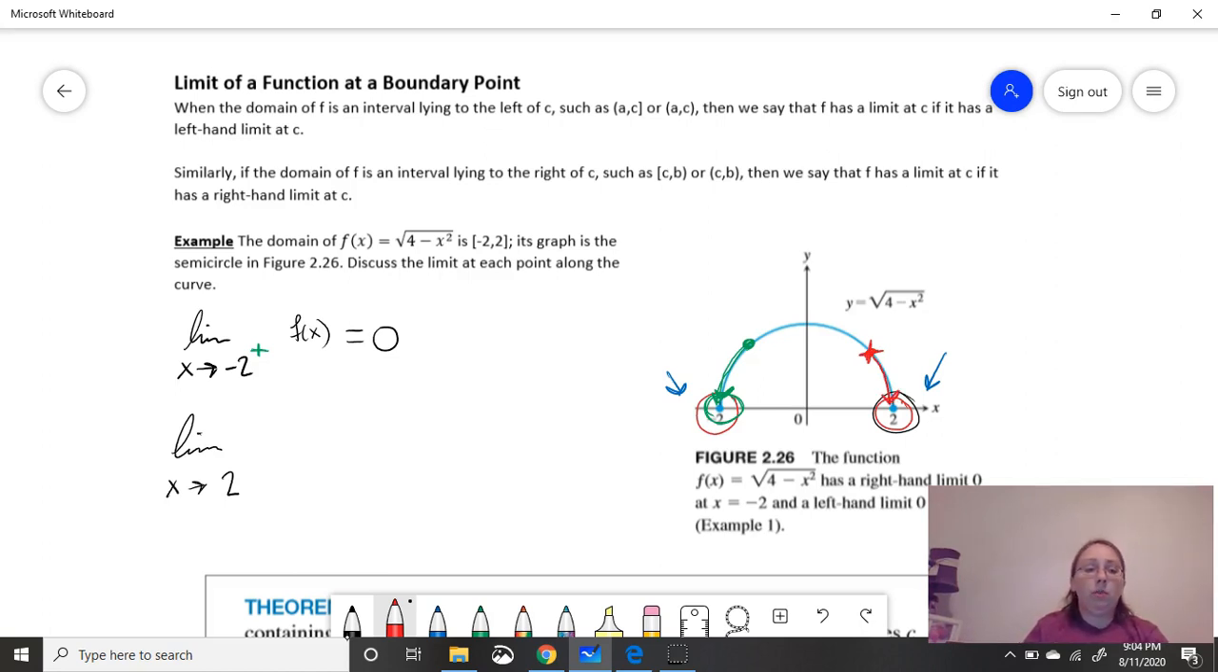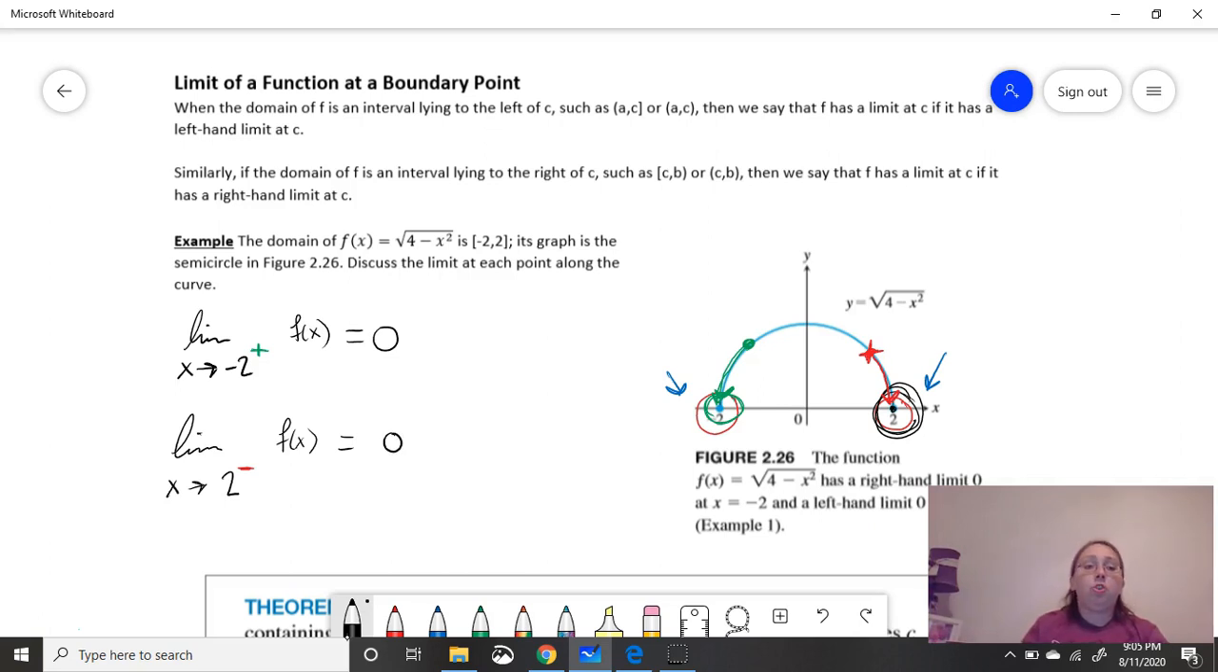So we would denote this as the limit as x approaches 2 with a little minus sign, denoting from the left. For our function f of x is equal to, what is the function value as you approach x equals 2? Well, you're approaching this dot here, this point. This point has what y value? Remember, the y value is always the limit. The y value at that point is 0.